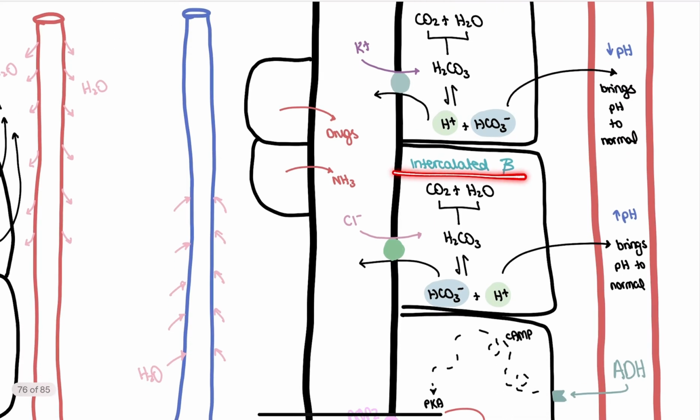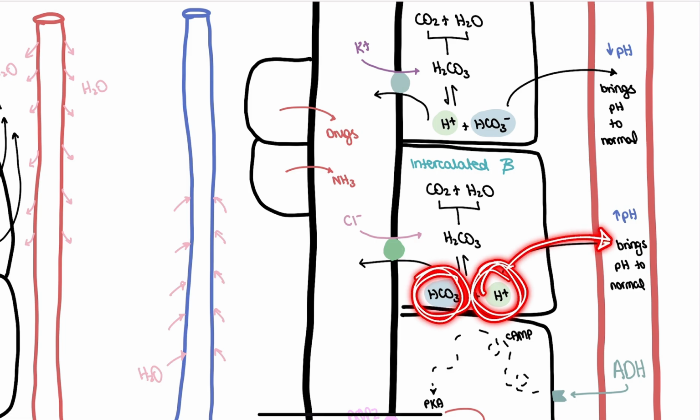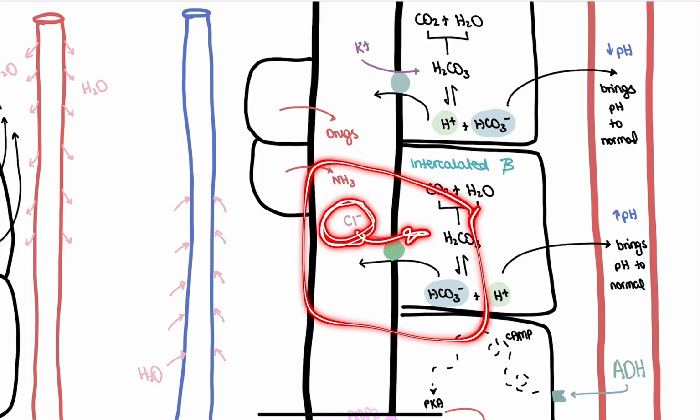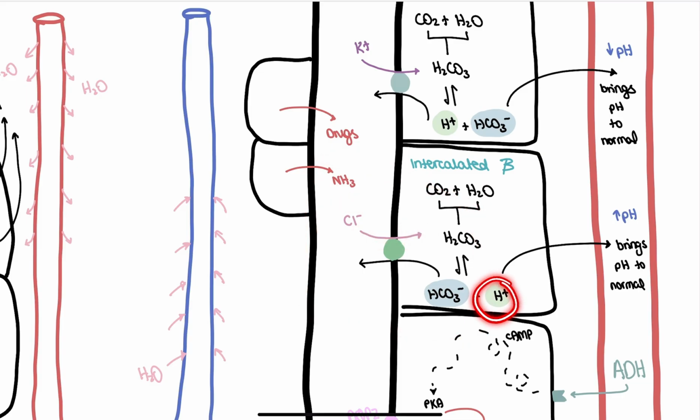Whereas intercalated beta cells are more basic. So you have too much bicarb, and we go through the same reaction, but this time we are taking out the protons and moving them into the bloodstream, and we're taking the bicarb and moving that into the collecting duct. We also have chlorine, which moves into these cells to regulate that electrochemical gradient. Because we've moved protons into the bloodstream, if there's a high pH, it will bring this back to normal.